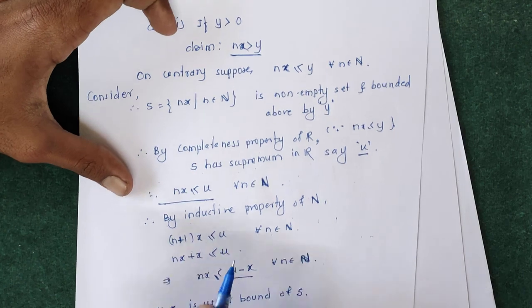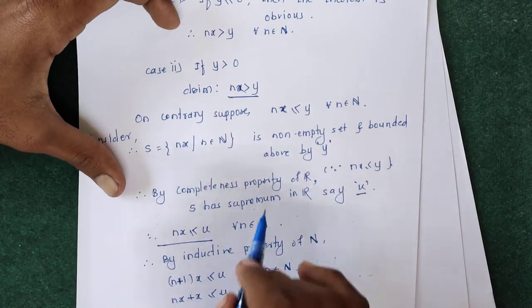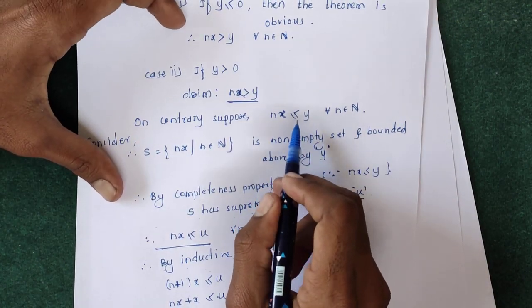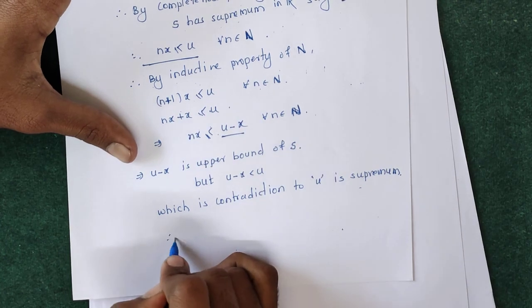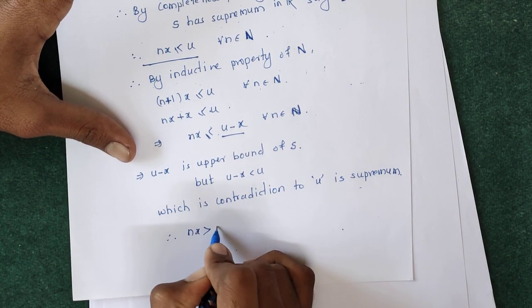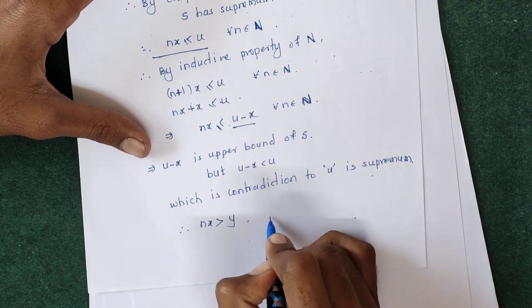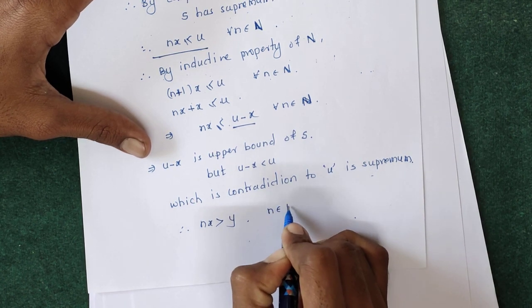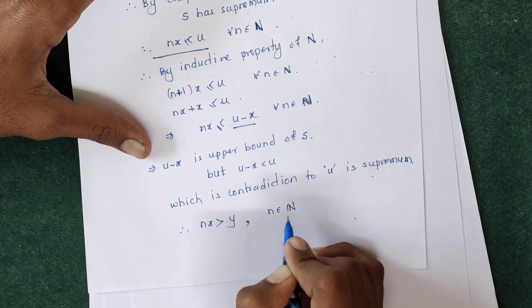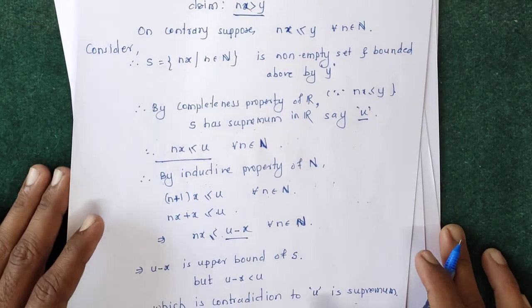So our assumption that nx is less than or equal to y is wrong. Therefore, nx is greater than y for all n belonging to natural numbers. Hence, the proof of the Archimedean property.